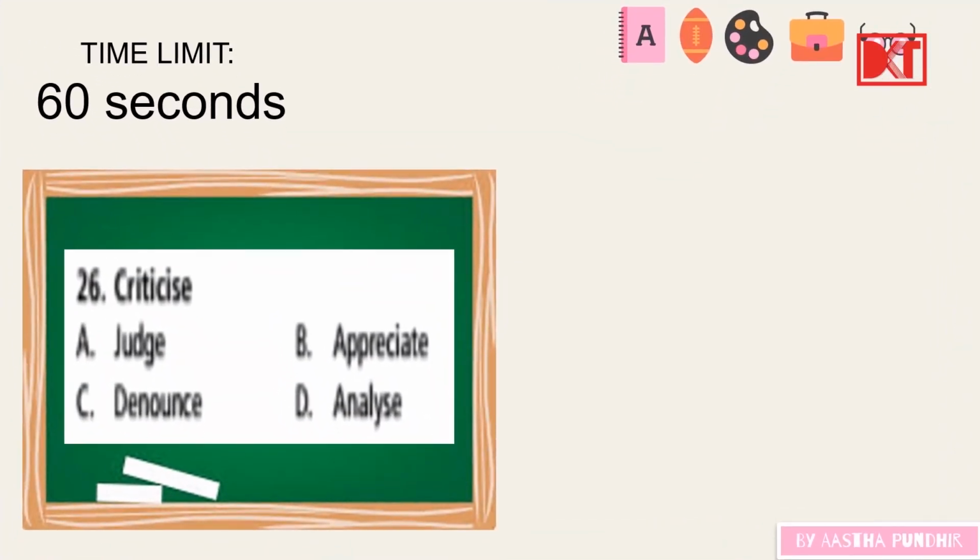The next word we have here is criticize. The options we have are judge, appreciate, denounce and analyze. Criticize, critique something, analyzing its pros and cons. Whereas the opposite would be appreciate, which is talking about their positives.